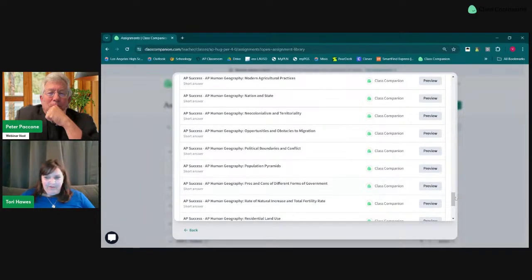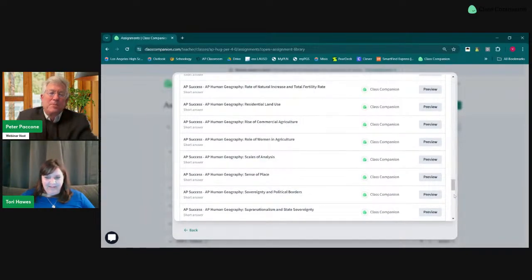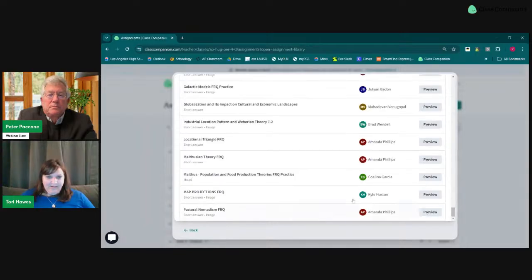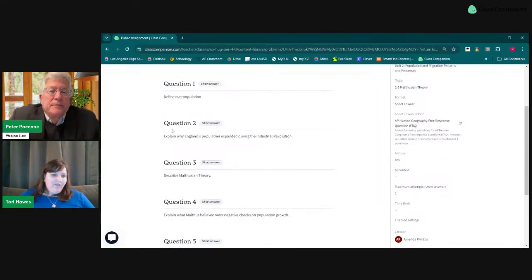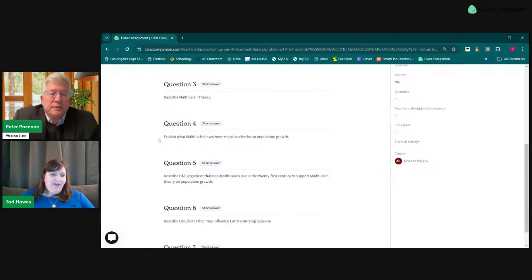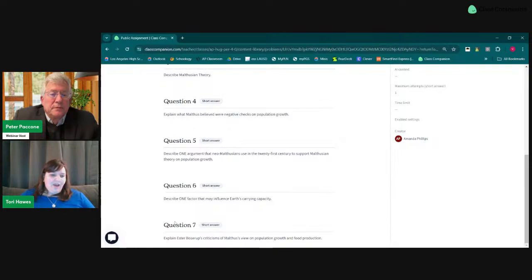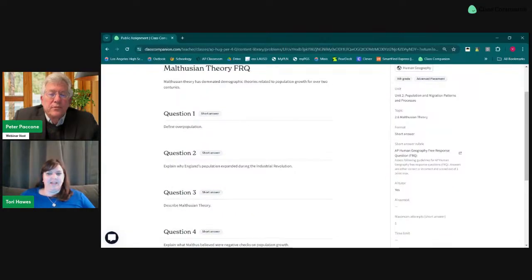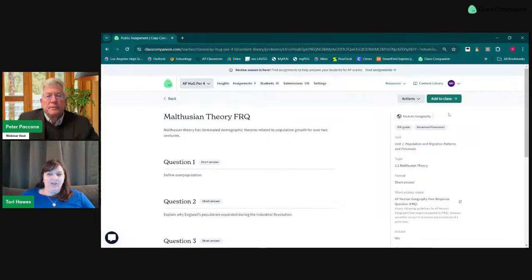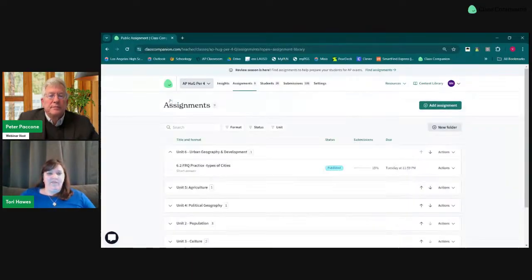Let's go a little bit further so we're past all the AP Success ones. Here we go. A Malthusian theory FRQ. Let's look at it. So define overpopulation, explain, describe, and explain. This one, Amanda Phillips, created it. They allowed the AI tutor, they allowed maximum attendance, and you can choose to add to your class and then make adjustments to it so that it fits more what you want.